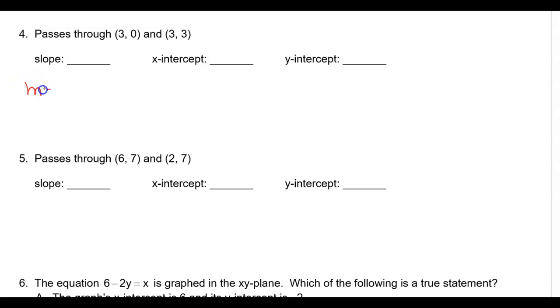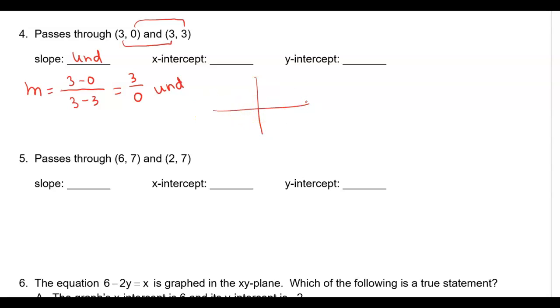When I calculate the slope in number 4, I'm going to calculate 3 minus 0 on the top and then 3 minus 3 on the bottom. This becomes 3 over 0, which is an undefined slope. That means the line must be vertical. And if the line is vertical, the only intercept I can report is the X-intercept. So the line has X coordinates of 3.